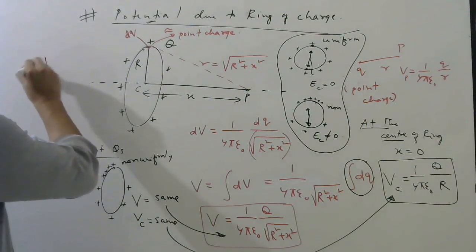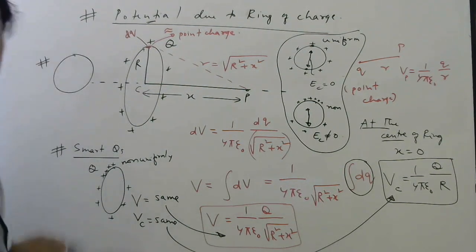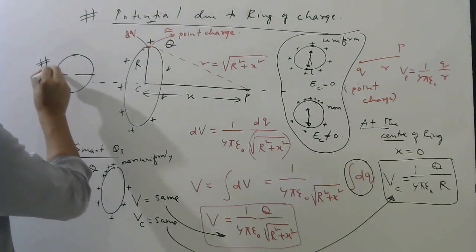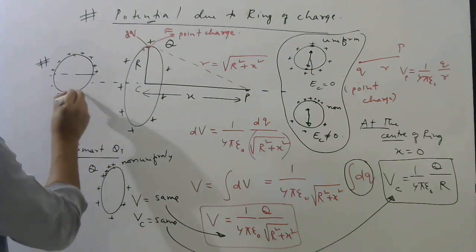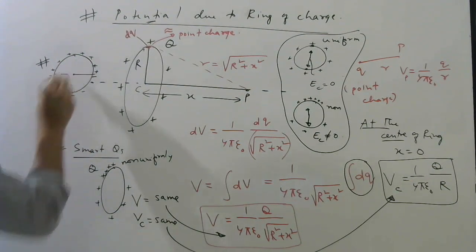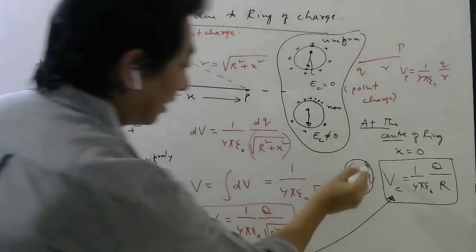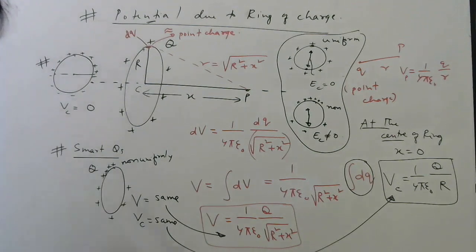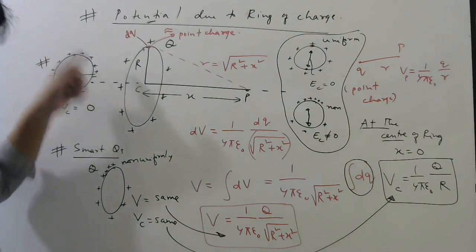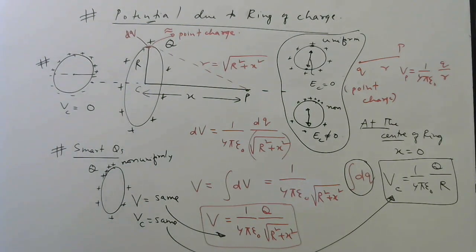Another smart question, let me add. Suppose I give you a ring which is uniformly charged, but one side is positively charged, other side is negatively charged. Then what will be potential at the center? Can you guess quickly? Answer is 0. Because when you integrate total charge, this much charge will be positive, this much charge will be equally negative because it is uniform. So now potential at the center will be 0. Okay students, so keep this in mind.